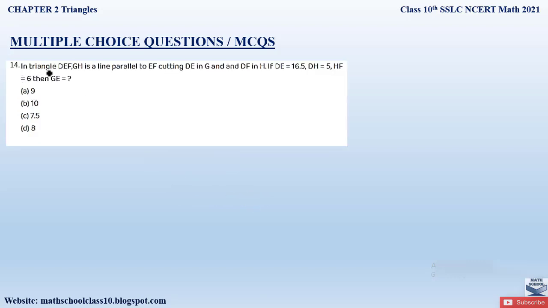Question number 14, in triangle DEF, so let us draw a triangle DEF. GH is a line parallel to EF. So we have a line GH which is parallel to EF, cutting DE at G and DF at H. If DE is equal to 16.5 centimeters, so this side DE is 16.5 centimeters, DH is 5, HF is 6. We have to find out the value of GE.